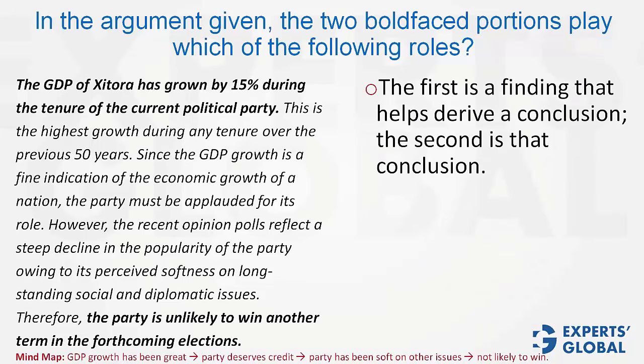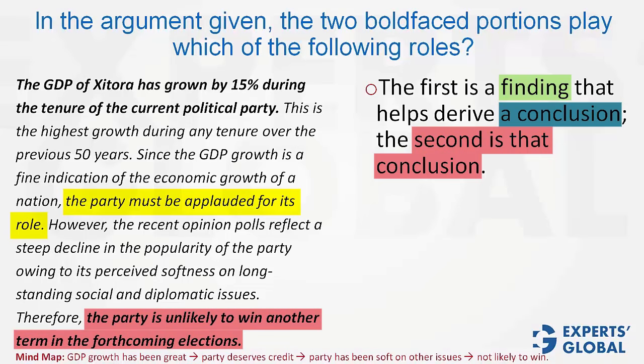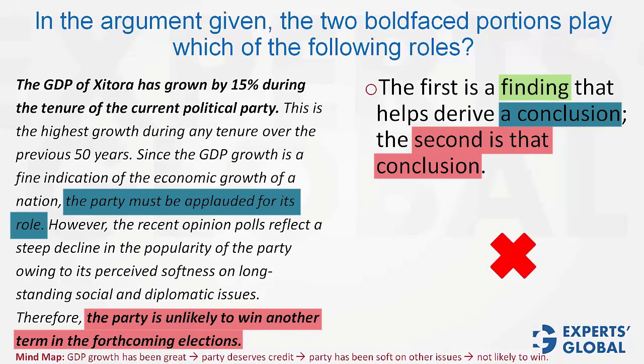Look at this one now. First is a finding that helps derive a conclusion. A conclusion, remember, is the intermediate conclusion, which is the case. The intermediate conclusion here is that the party must be applauded for its role. However, to say that the second is that conclusion would be incorrect. The second is the main conclusion of the reasoning. A conclusion is referring to the part that says that the party must be applauded for its role. Bad answer choice.